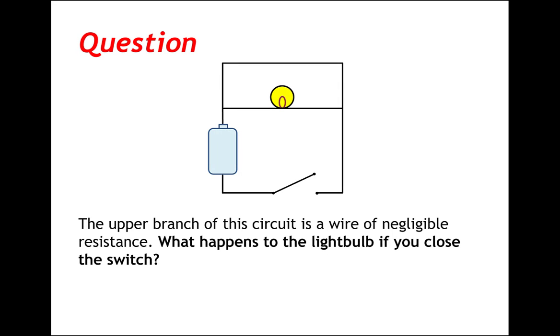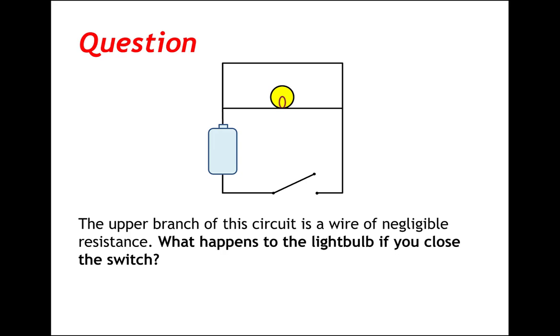So what we have here is a battery that's attached in parallel to a light bulb. That light bulb can be treated as a resistor. And that is also in parallel with a wire of very negligible resistance. There is a switch that is currently open, so no current is currently flowing through the circuit.